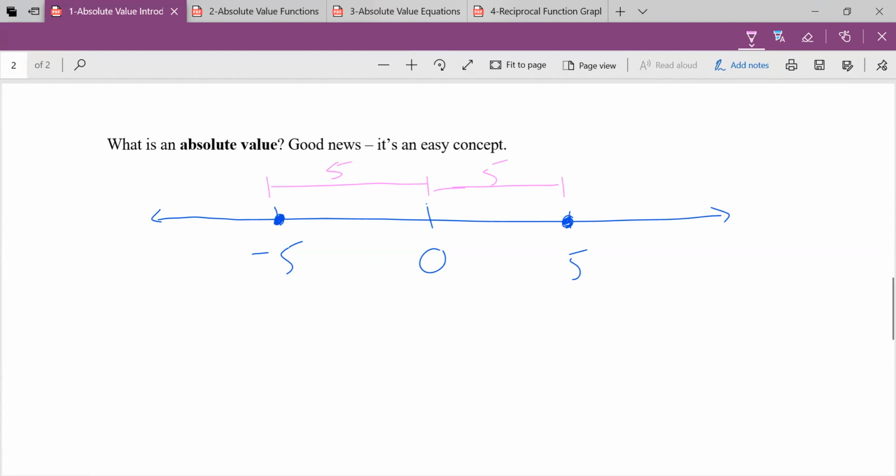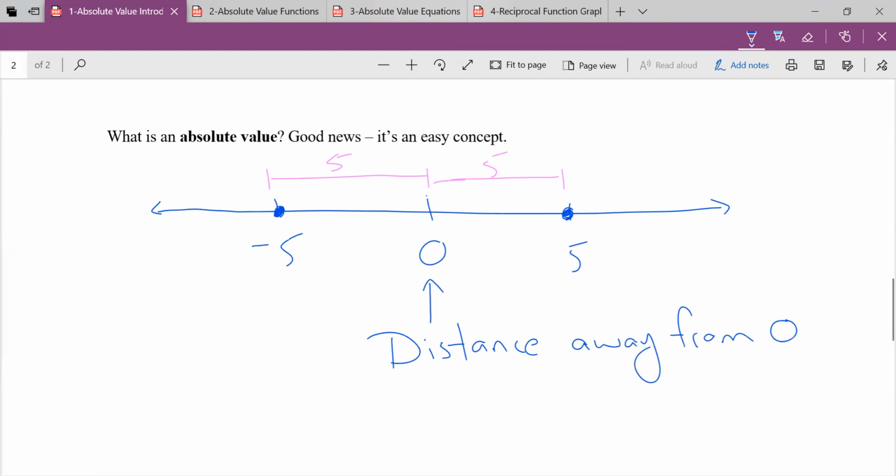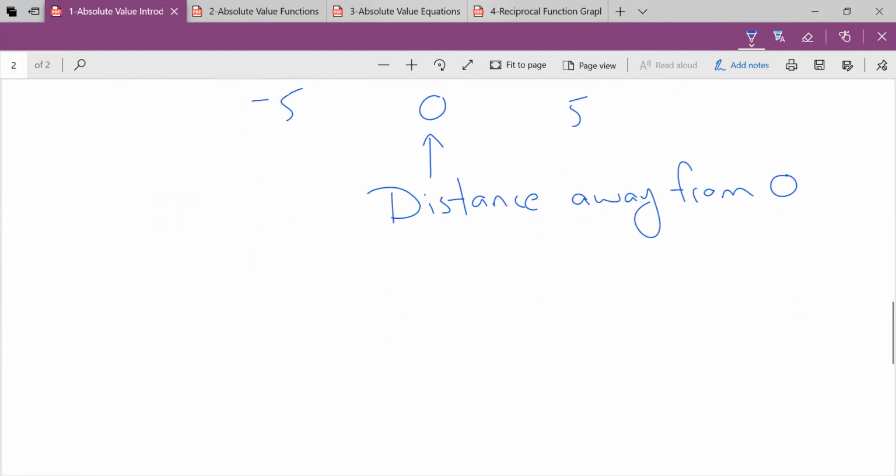So what an absolute value is, it's really telling us the distance from 0. That's what an absolute value is telling us. It's the distance away from 0. Easy as that. So we've got a symbol for it. This is a function. We've got a symbol for it.